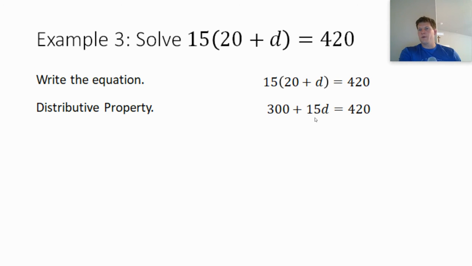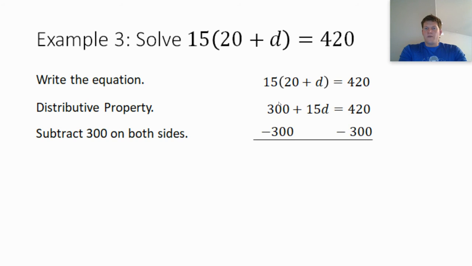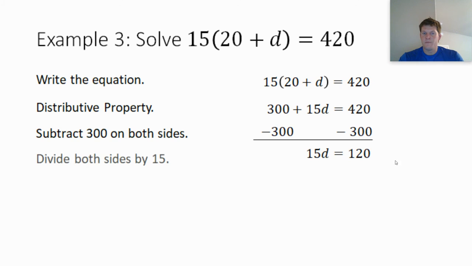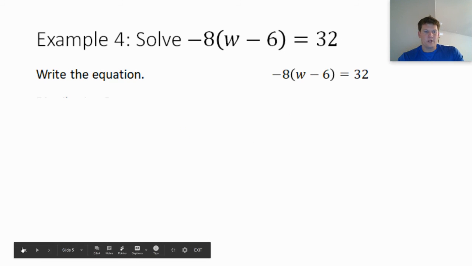From here, two-step equation. Get rid of this positive 300 by subtracting. So I could simplify here. The 300s go away on that left side. I'm left with only 15d. 420 minus 300 gets me 120. Now 15d is being multiplied, so get rid of multiply by dividing. Divide both sides by that 15. D is equal to 8. Check our solution. Oh no, didn't have to check our solution that time.